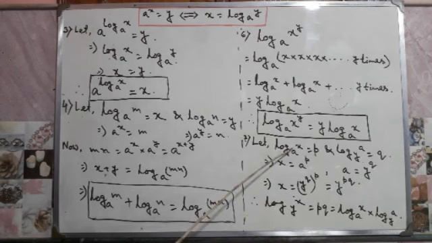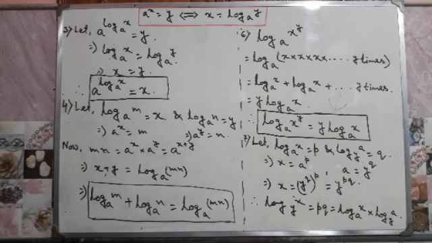Now the value of p is log x to the base a, and the value of q is log a to the base y. Putting the value of p and q, we get log x to the base y, that is equal to log x to the base a into log a to the base y.